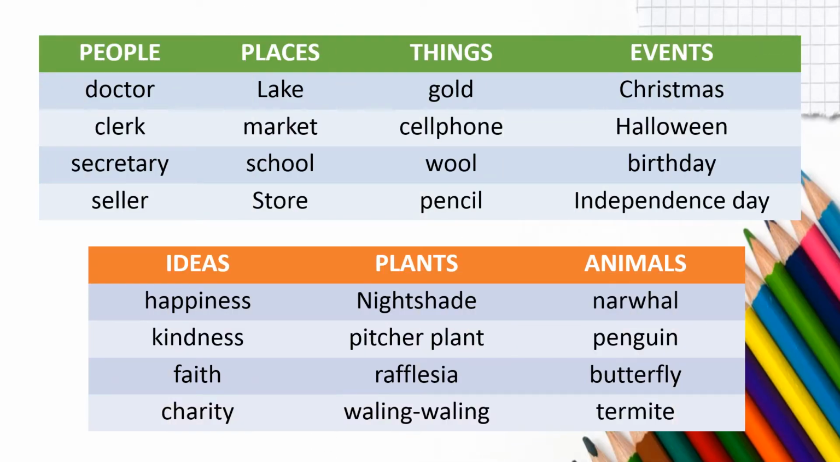Nouns are names for people, places, things, events, ideas, plants, and animals. Examples are, for people, we have doctor, clerk, secretary, and seller. For places, lake, market, school, and store. For things, gold, cell phone, wool, and pencil.